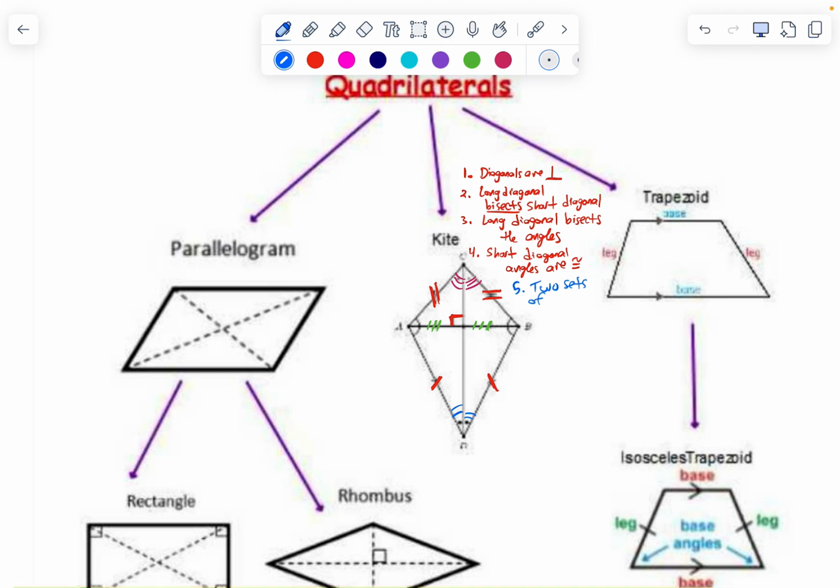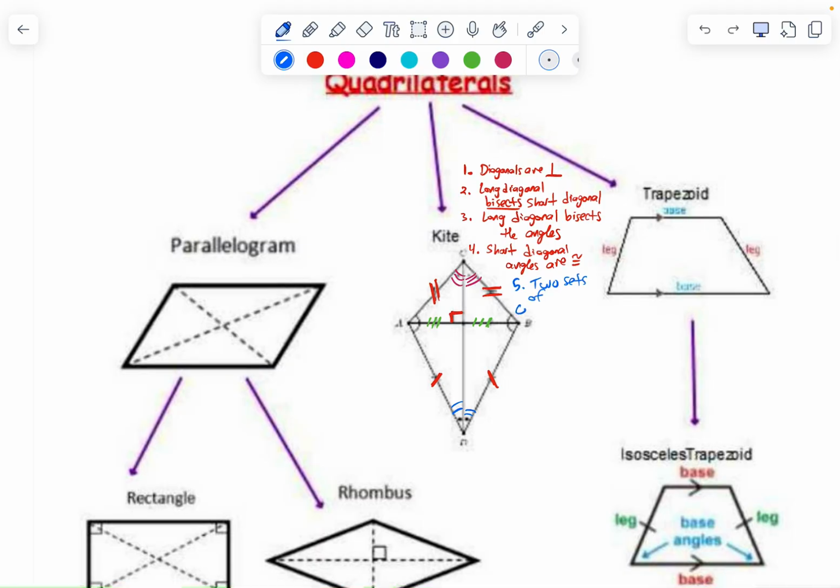Okay, this has 2 sets of consecutive congruent sides. Okay. I'm gonna just change my color. Your notation is fine, but I wanted to match that statement.